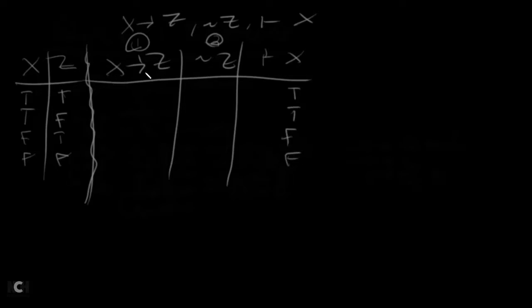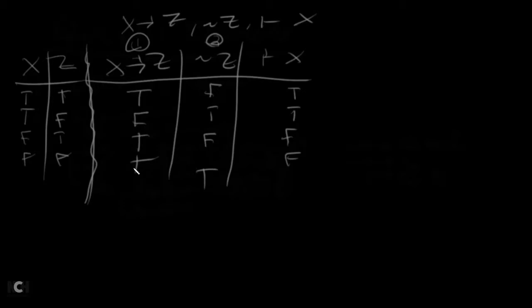Now to get X arrow Z, we're going to use the arrow rule. The arrow rule says you get a true left and a false right. That's the only time an arrow doesn't work. So this one works. Nope. Yep, yep. And then this is squiggle Z. It's going to be whatever the opposite of Z is. So since Z is TF, squiggle Z is going to be FT.